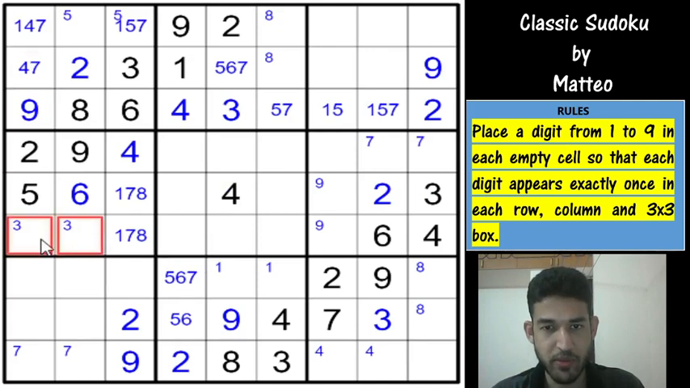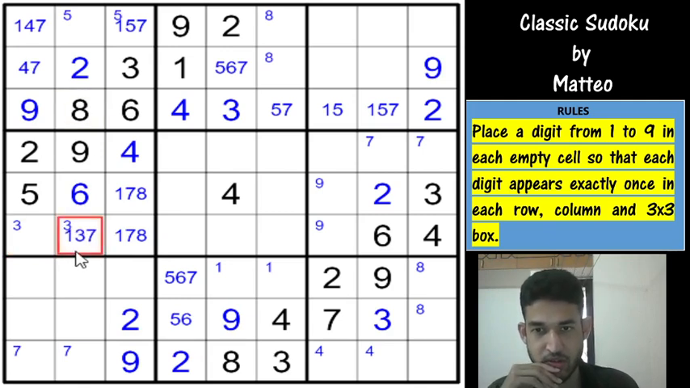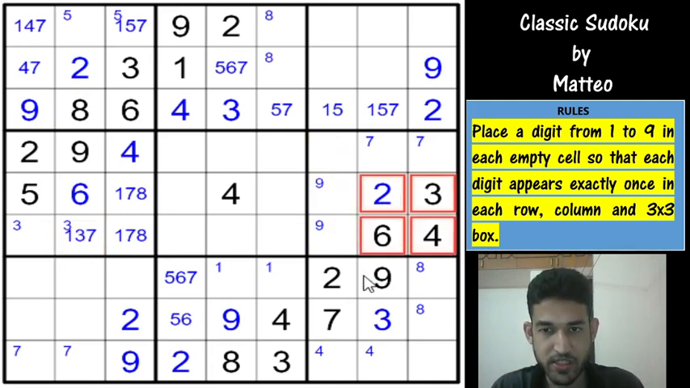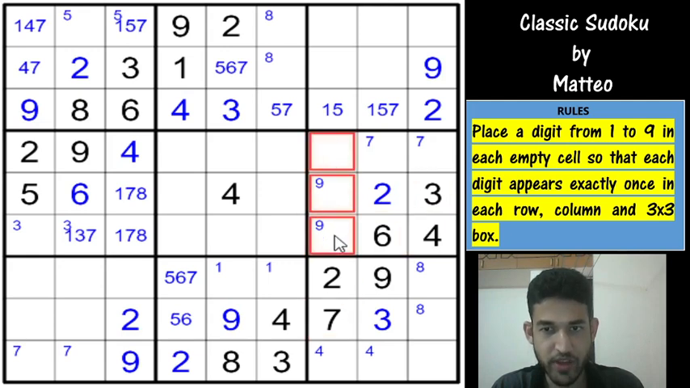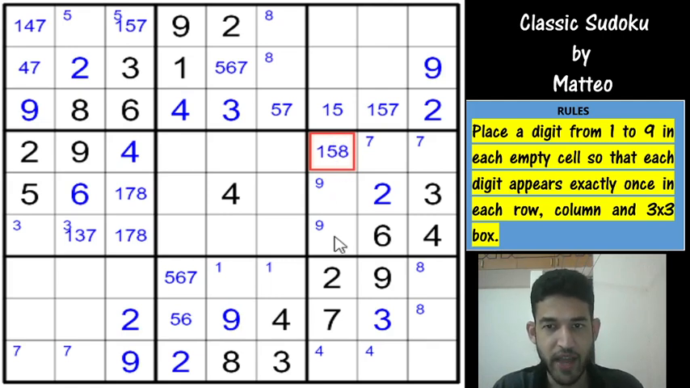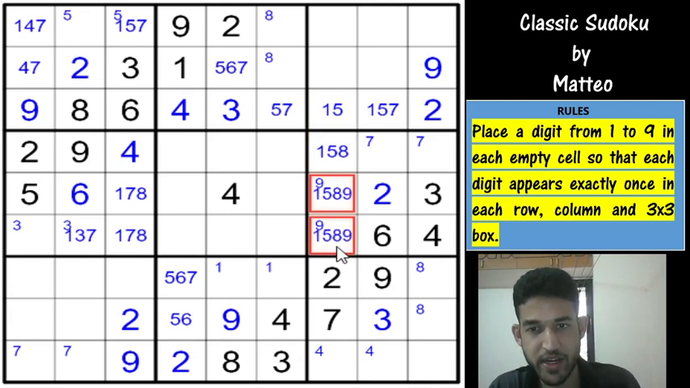Both of these cells would be 1 3 7 8. I have an 8 here, so this is 1 3 and 7, and all these three cells would be 1 5 8 and 9, right? 2 3 4 and 6 and 7 are ruled out, so 1 5 8 and 9, and 9 can't go here, so this is 1 5 8. Okay, so I have a quadruple, guys, so that's interesting. So this would be 1 5 8 9.